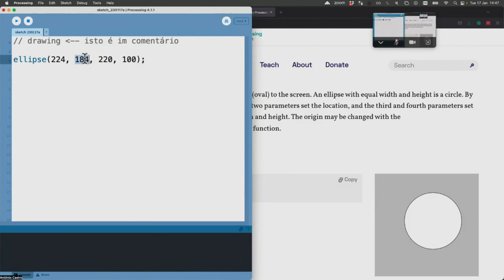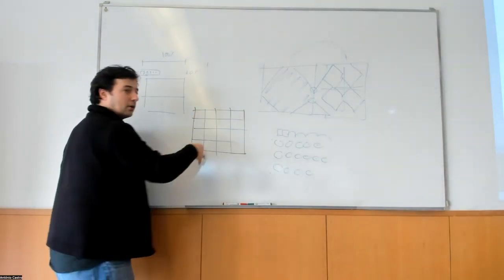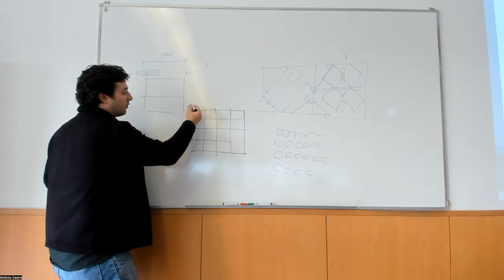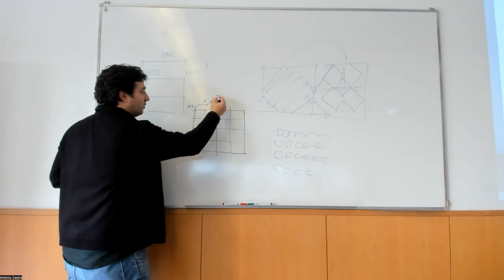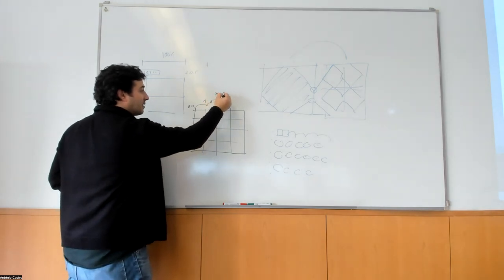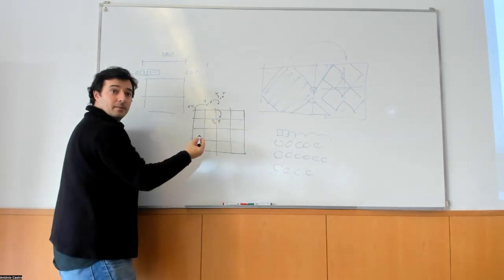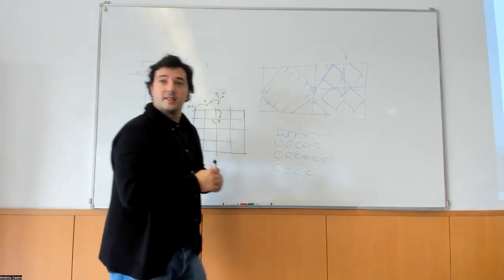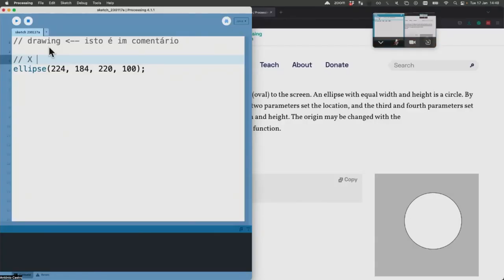So the Processing drawing space, you can imagine it as grid paper, where the zero is over here. If you move to the right, you move one, zero. If you move again, two, zero. So this is always X and this is always Y. When you move down, now we have two, one, okay? So the first two parameters are X and Y. Moving to the right or to the left, moving down or up.